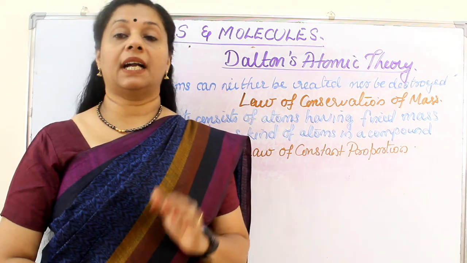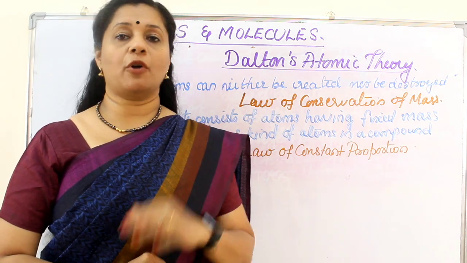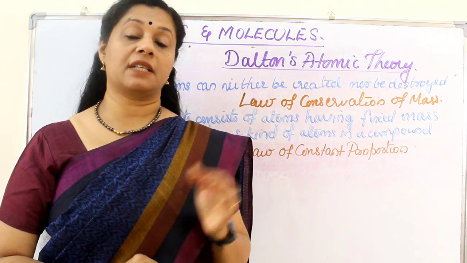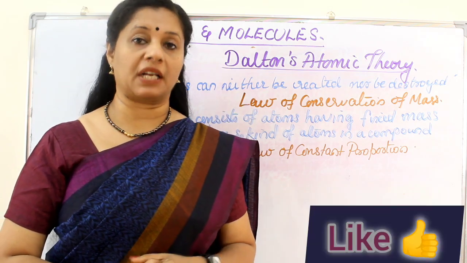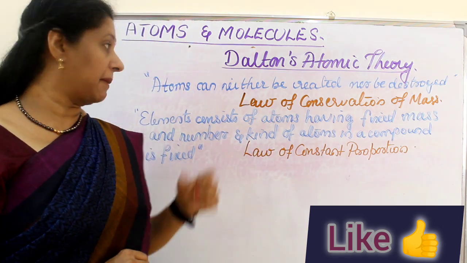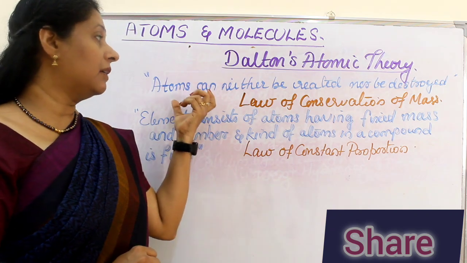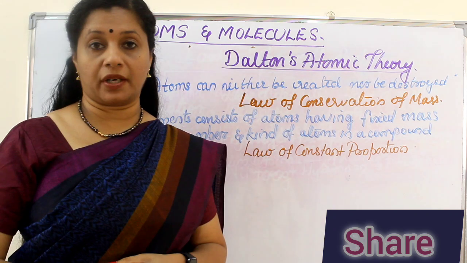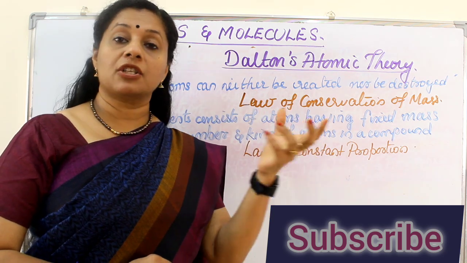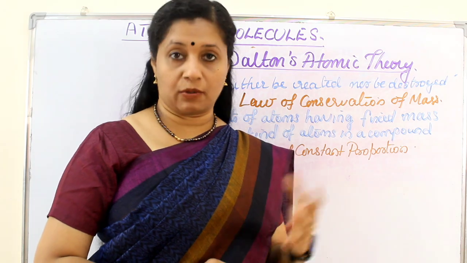Initially we said that Dalton's atomic theory is based on the laws of combination of mass, and he also verified the law of conservation of mass and the law of definite proportion. Let's see how he verified that. First of all, the second postulate, if you remember, says atoms are indivisible particles and can neither be created nor be destroyed. That is nothing but the law of conservation of mass by Lavoisier.